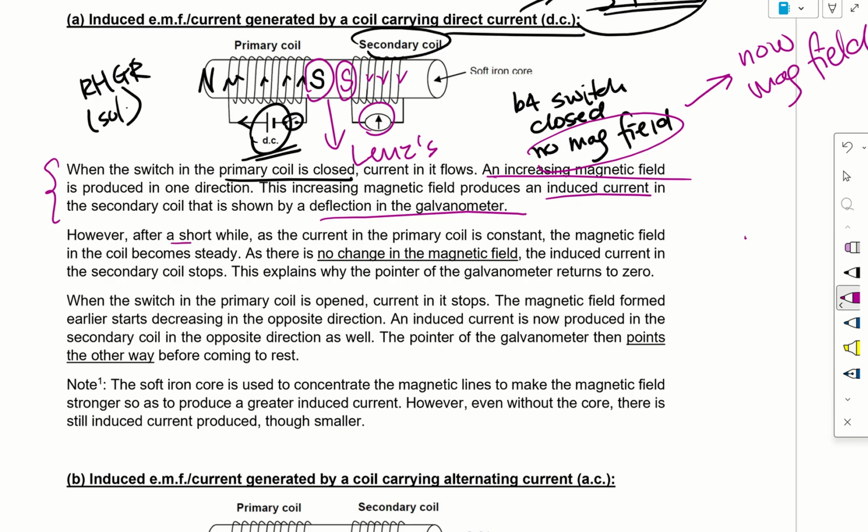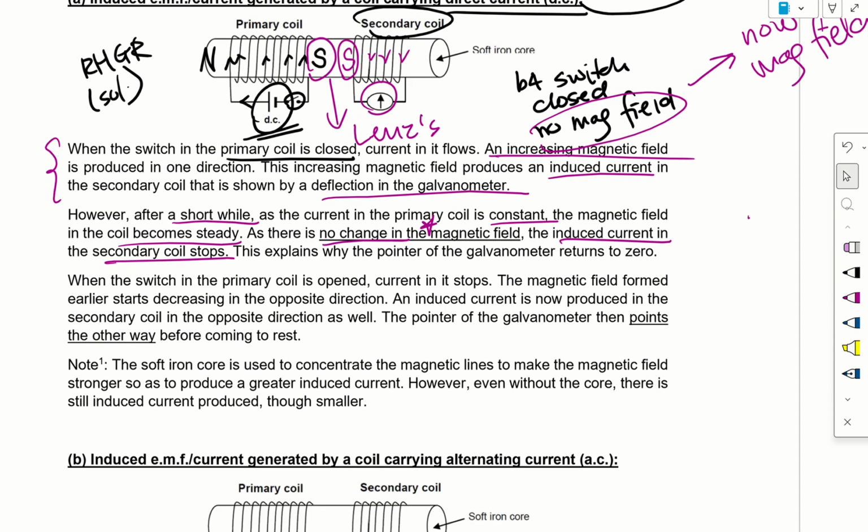But after a very short while, as the current in the primary coil is constant, the magnetic field in the coil becomes steady. So there will be no change in the magnetic field, which is very important. Then according to Faraday's law, there will be no induced current. Therefore, the induced current in the secondary coil stops. This explains why the pointer of the galvanometer will return to 0, because there's no longer an induced current.